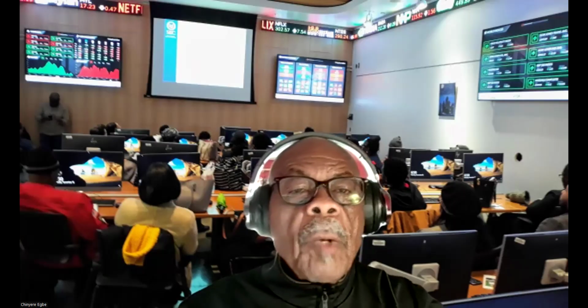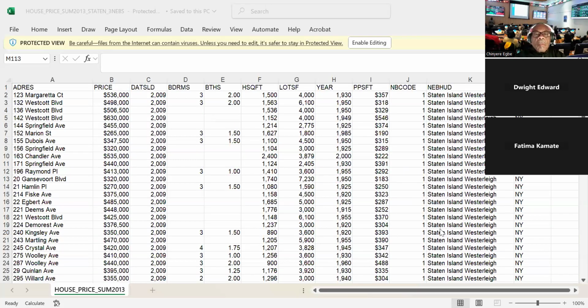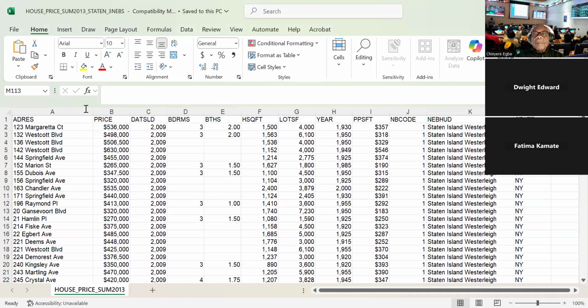Now, today we're going to talk about the measures of central location. The emphasis will be on the mean. We will practice how to calculate a simple mean and then a weighted mean. Okay, we will calculate a simple mean and a weighted mean.